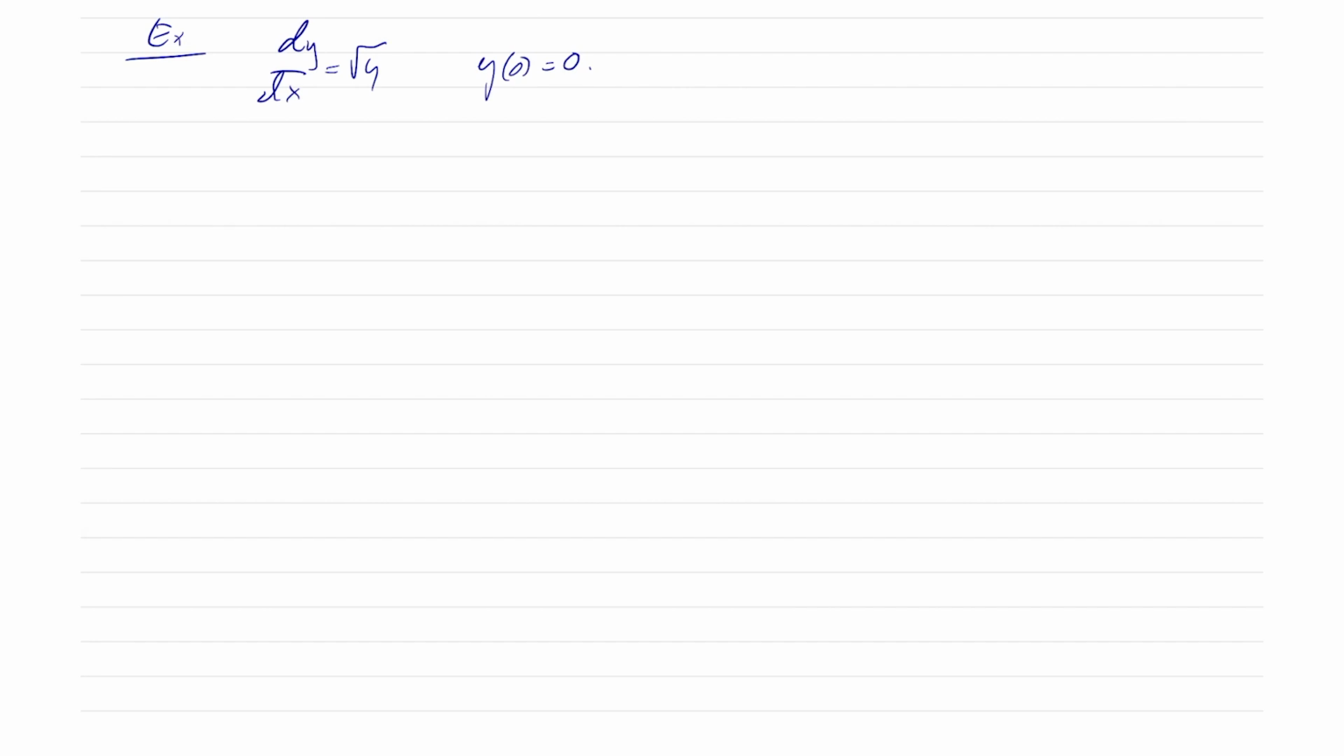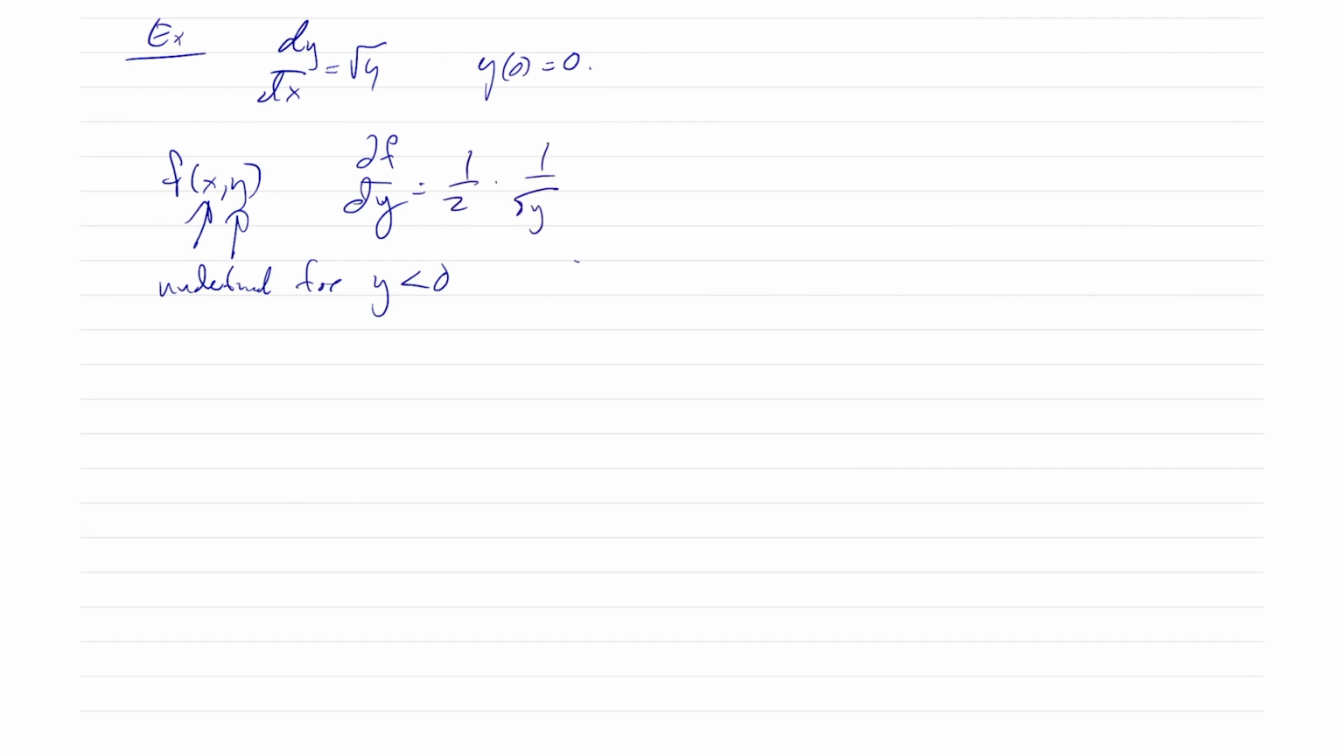Now, if I take a look at this here, this is my f of x, y. Indeed, for x, it seems to be continuous, but for y, in a neighborhood of 0, it's undefined for y negative. And indeed, if I take a look at, say, df by dy, we end up getting 1/2 of 1 over the square root of y, and this has a vertical asymptote at 0.